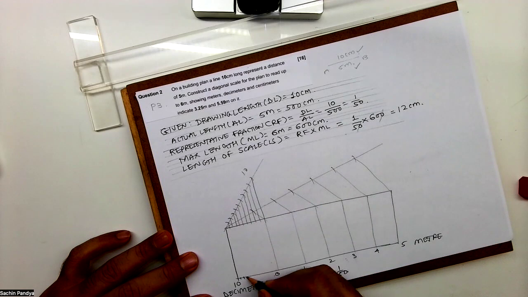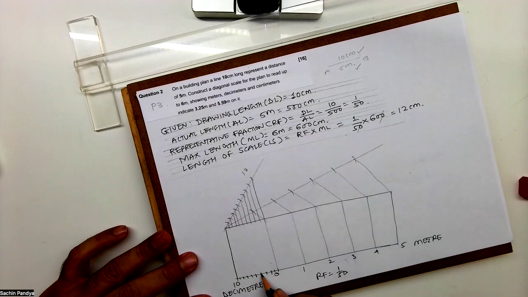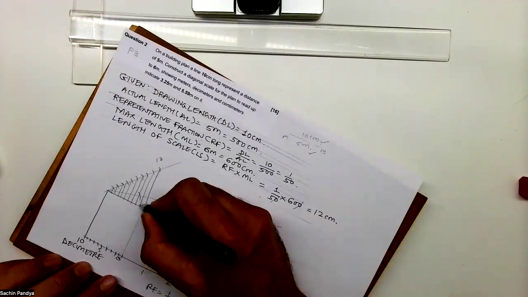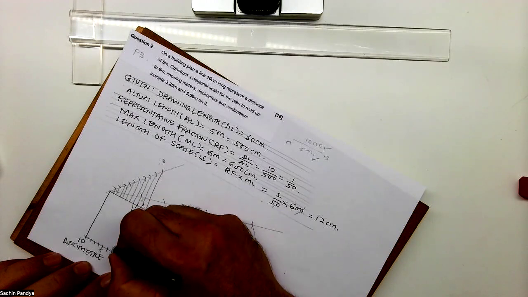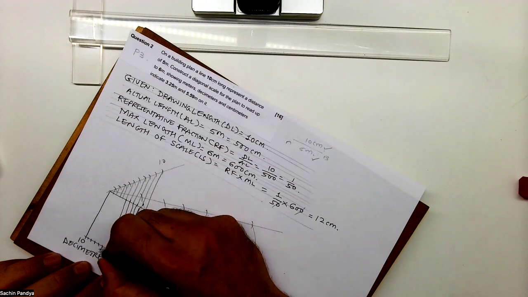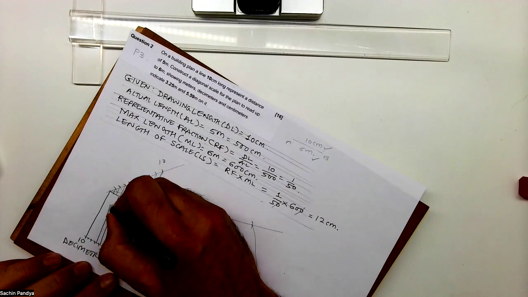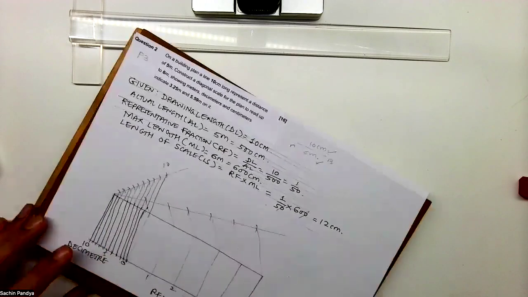I'll mark all these points down, 3, 4, 5, 6, 7, 8, 9, 10. 1, 2, 3, 4, 5, 6, 7, 8, 9, 10. Then what I have to do? I have to join line. I have to join 0 to 1. Remember, we are doing diagonal. So 0 to 1, 1 to 2, 2 to 3, 3 to 4, 4 to 5, 5 to 6, 6 to 7, 7 to 8, 8 to 9, and 9 to 10. This is how it will come.